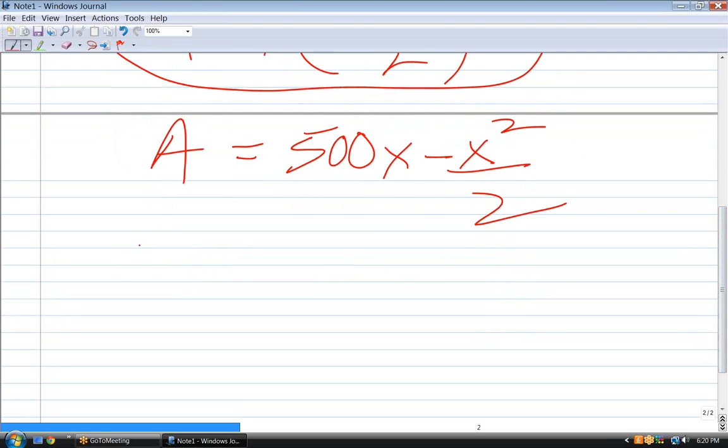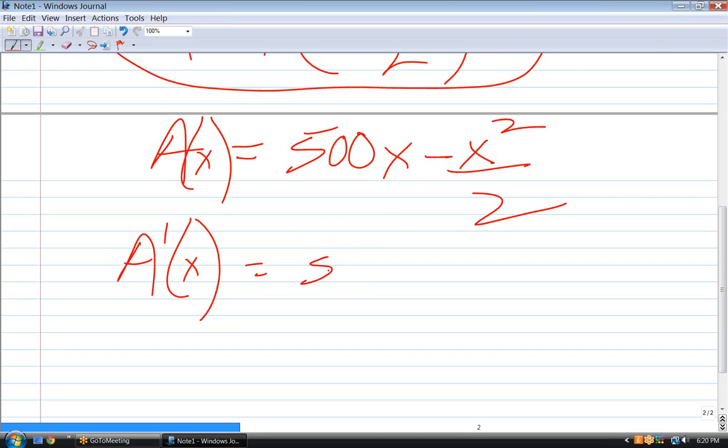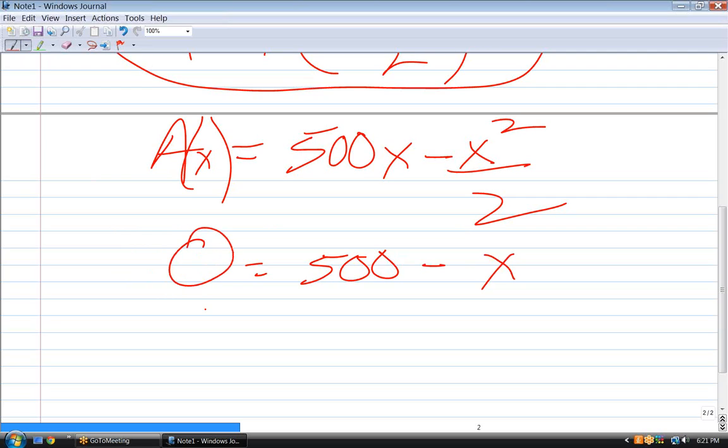What's A prime of x? In other words, first we differentiate the area function. What do you get when you differentiate that? 500 minus x. Yep, x. Okay. Now we set that equal to 0 because we're looking for where this derivative is flat. Remember, the first derivative is the slope of the tangent line. So we're looking for where that tangent line is flat, which will give us the maximum on that parabola. Well, in this case, x equals 500.